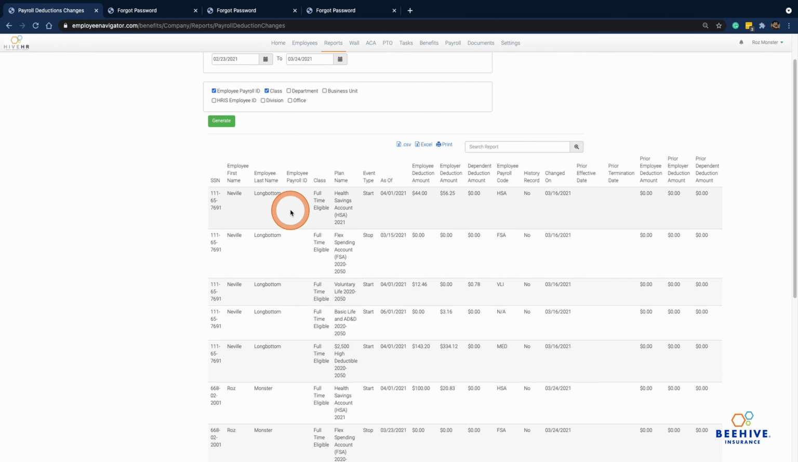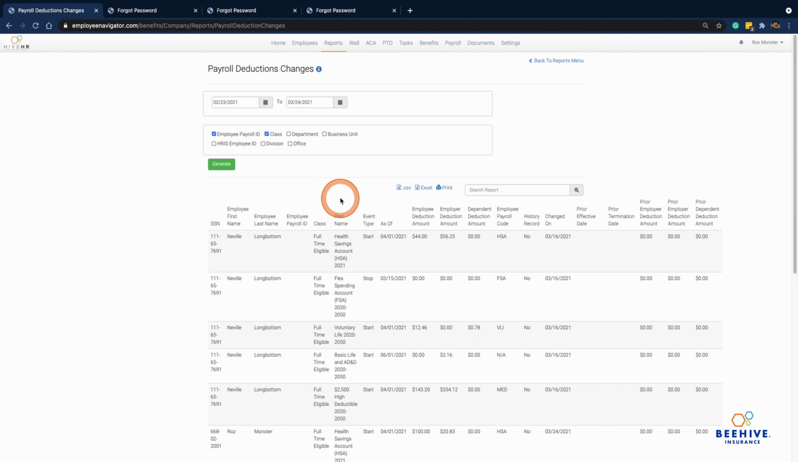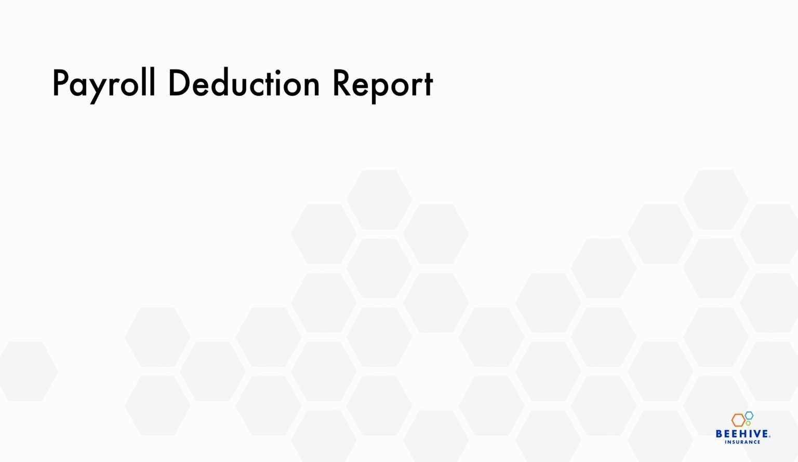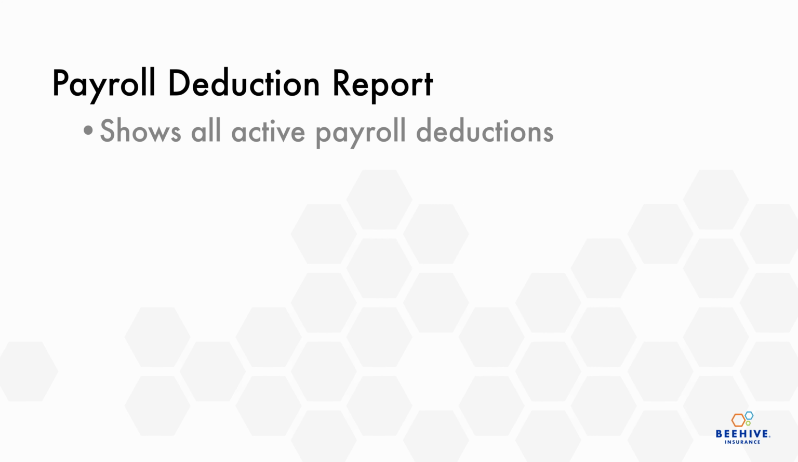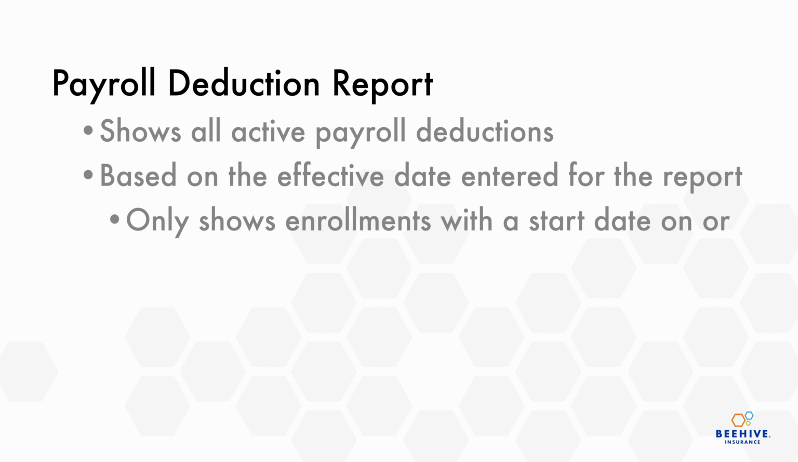If you have many changes happening in Employee Navigator, you can have an email sent to you every time an employee makes a change to a benefit. You can also run a payroll deduction report, which shows all active payroll deductions for your company, and be sure everything is up to date. This is the best report for auditing your current deductions.